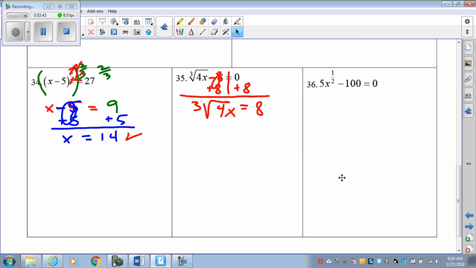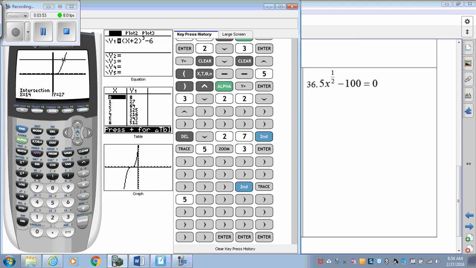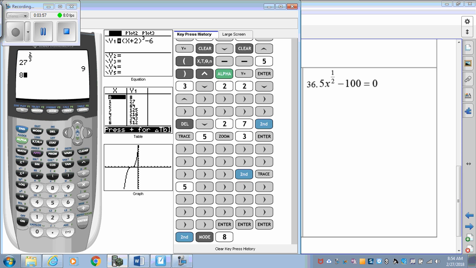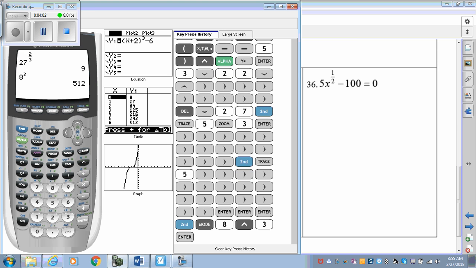Right? And then the inverse of the cube root is cubing it, right? So that brings out the 4x. And then what is 8 cubed? That's 8 times 8 times 8. So let me quit out of there, and I'll do 8 to the 3rd power. It's 512.